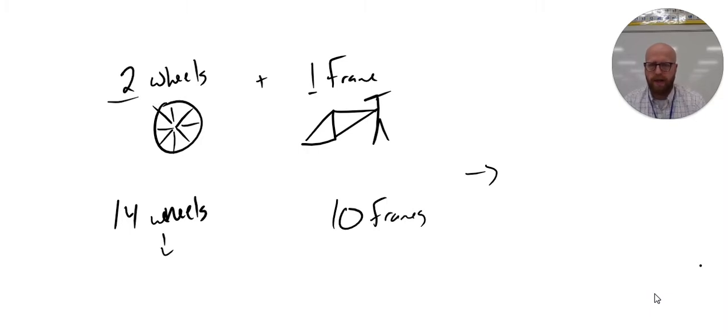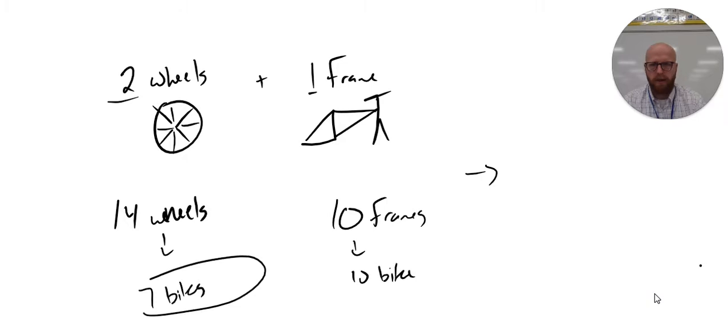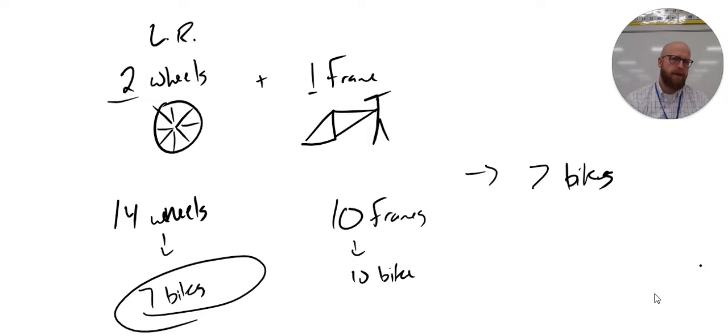So wheels, I have enough to make 7 bikes. And frames, I have enough to make 10 bikes. Does it matter that you have enough frames to make 10 bikes? No, because my wheels are going to run out. So in this case, the wheels would be my limiting reagent or limiting reactant. And how many bikes can I make? I can make 7 bikes. Your excess doesn't matter. All you need to know is that it is an excess. The limiting reagent determines how much product or how much stuff you can make. So there are some non-chemistry examples. It's pretty easy. Let's take a look at a chemical reaction and see how this works.